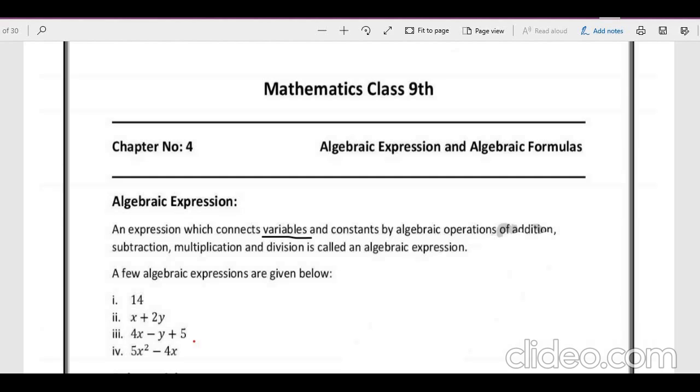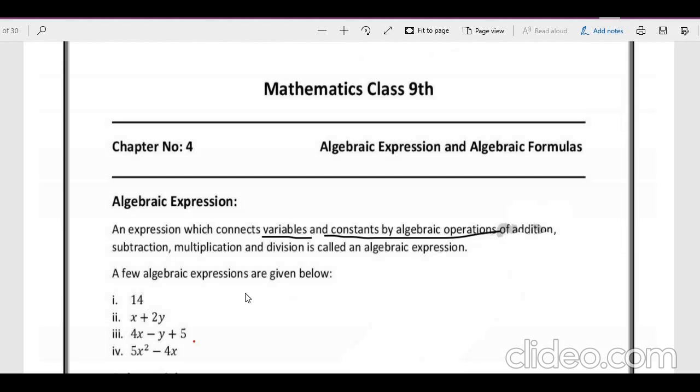What is an algebraic expression? An expression which connects variables and constants by algebraic operations. There are 4 algebraic operations which are commonly used in our mathematics: addition, subtraction, multiplication and division. So any expression which connects variables and constants by algebraic operations is an algebraic expression.